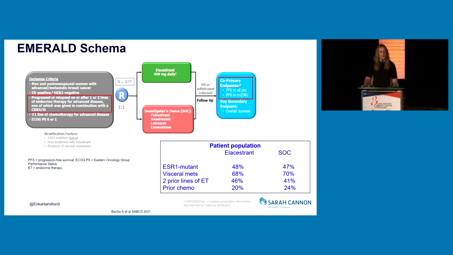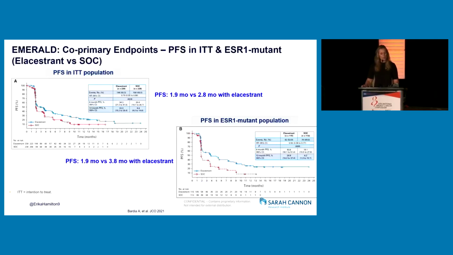Patients were randomized to receive elacestrant daily or investigator's choice of standard endocrine therapy single agent, and the most common here was fulvestrant. So on the left, we can see progression-free survival in the intention-to-treat all-comer population, and this was statistically significant, but I think we were a little bit disappointed with the magnitude of benefit, really improving progression-free survival by a month, from 1.9 up to 2.8 months.